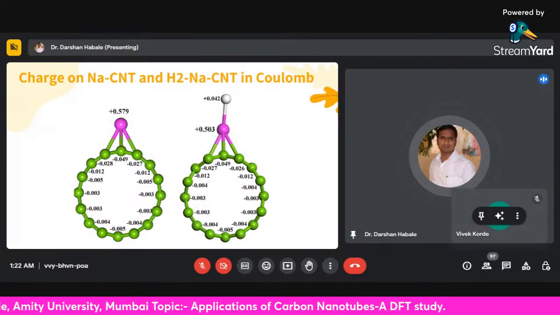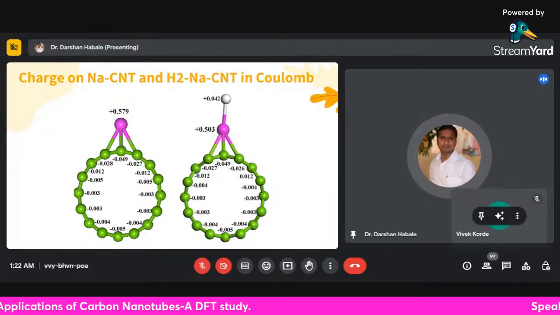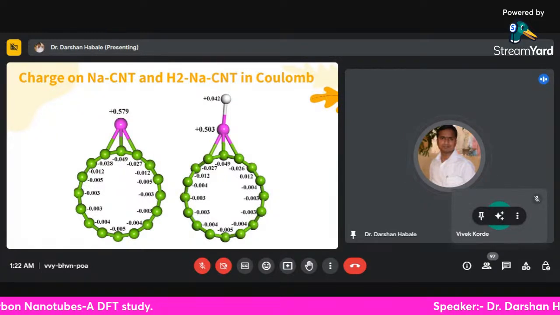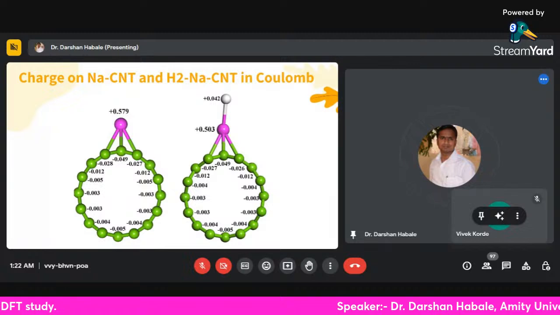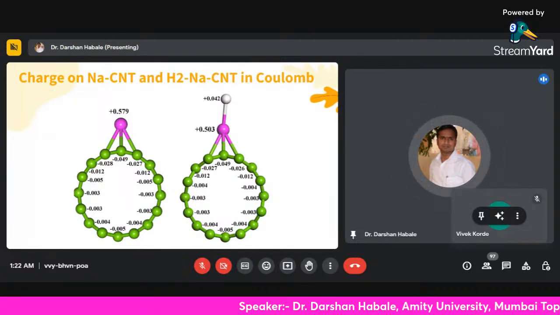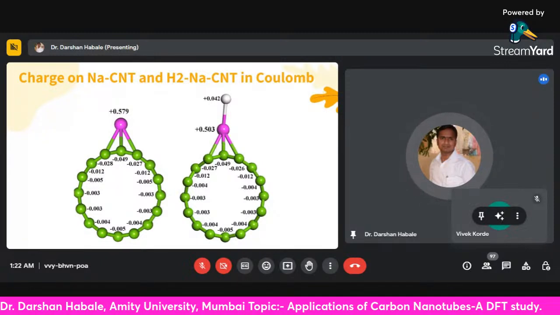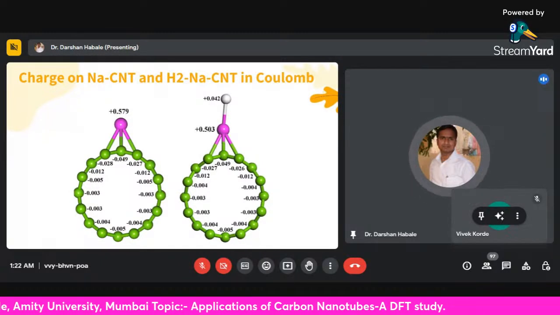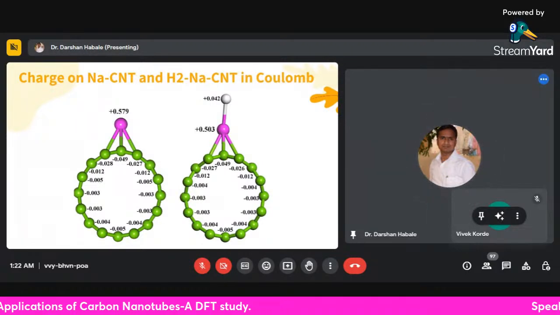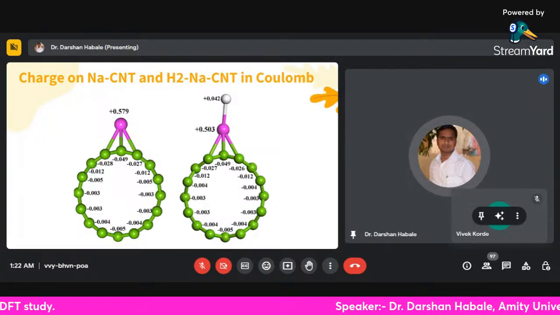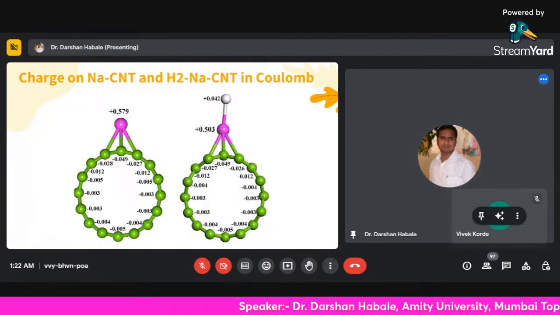Okay, and we can have different approximations, that is local density approximation and generalized gradient approximation, and both will show a little bit different binding energies for a hydrogen atom. So the conclusion from this is that the charge transfer first takes place, some charge is transferred from sodium to carbon, and there is the polarization which is responsible for the adsorption of more hydrogen on this carbon atom. Okay, this is the charge transfer. All these charges, that is 0.579, are mentioned in coulomb.